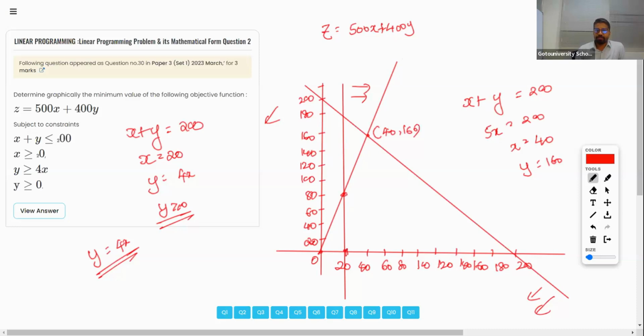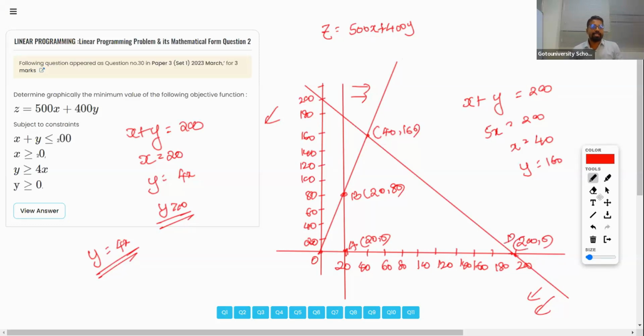These are our corner points. Let this be A, which is 20, 0. Let this be B, which is 20, 80. And this is 40, 160. And this is 200, 0, which is D.